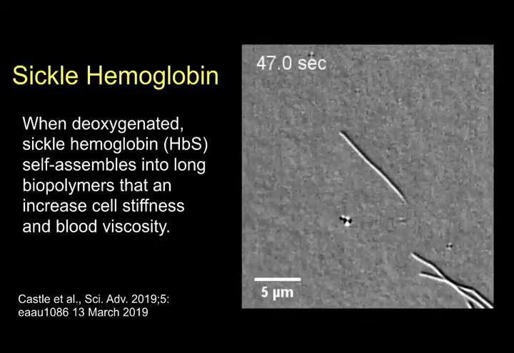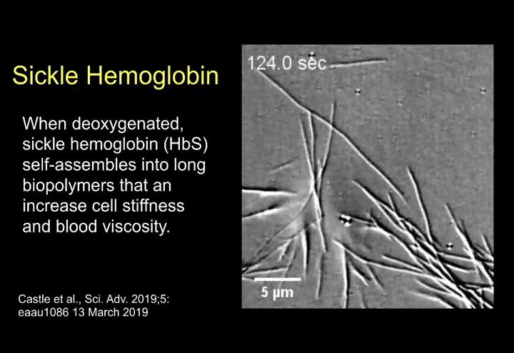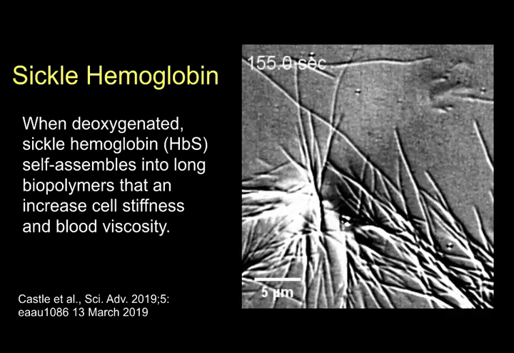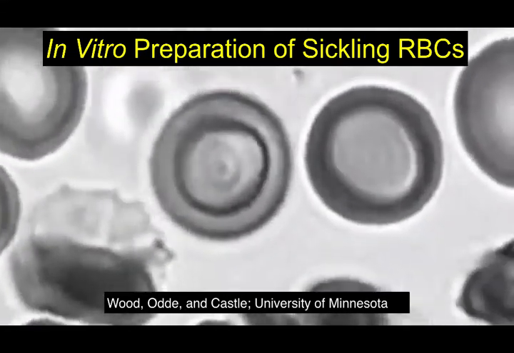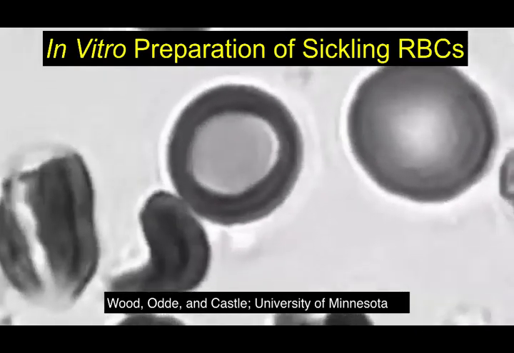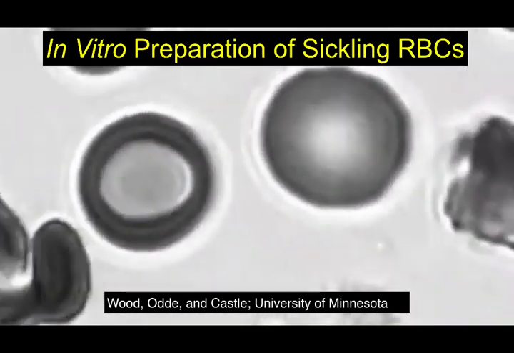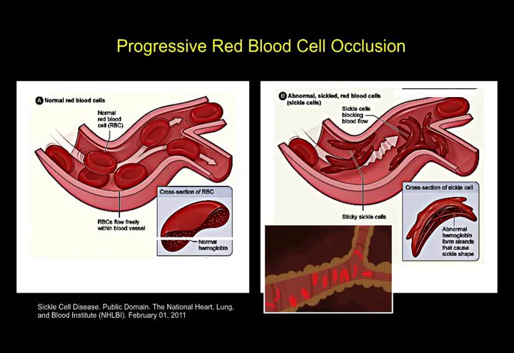Under deoxygenated conditions, sickle hemoglobin self-assembles into long biopolymer fibers within the red blood cells that increase cell stiffness and blood viscosity. Here is a demonstration of red blood cells undergoing sickling under hypoxic conditions. Notice the variety of distortions in the cell body shape. Unlike normal red blood cells, which are deformable, these sickled cells adhere to each other and often get jammed at vessel bifurcations, resulting in focal occlusions.